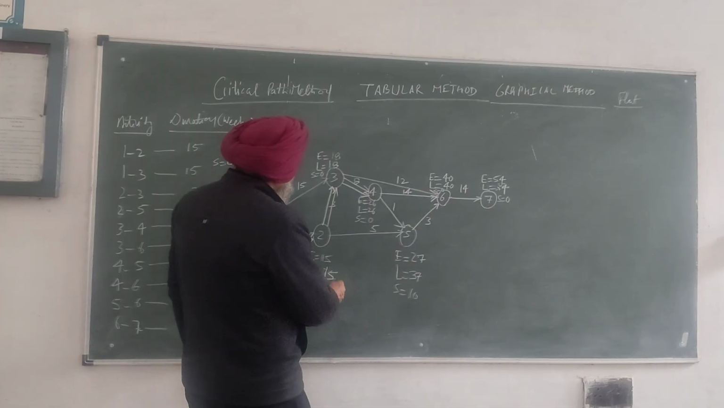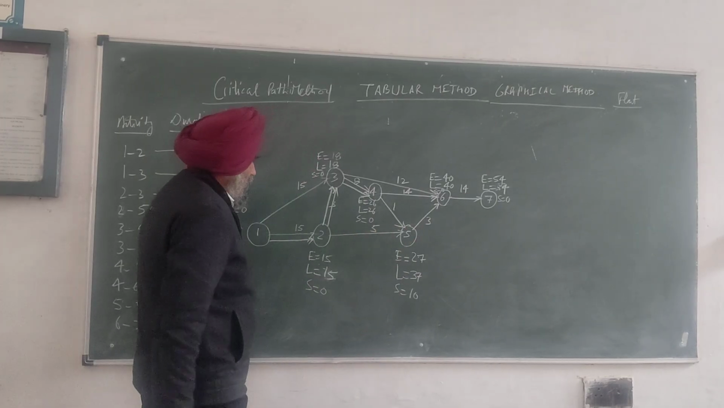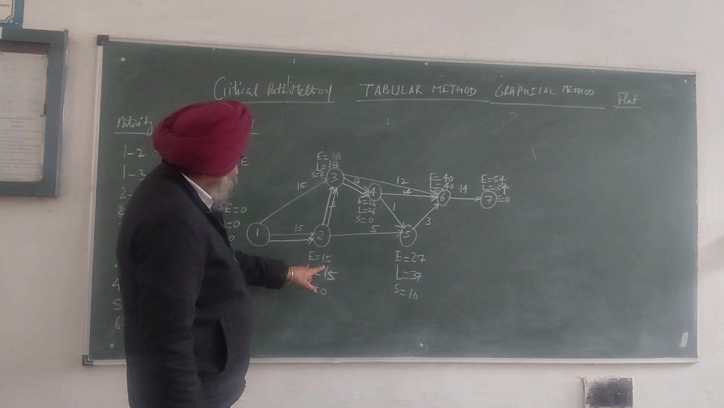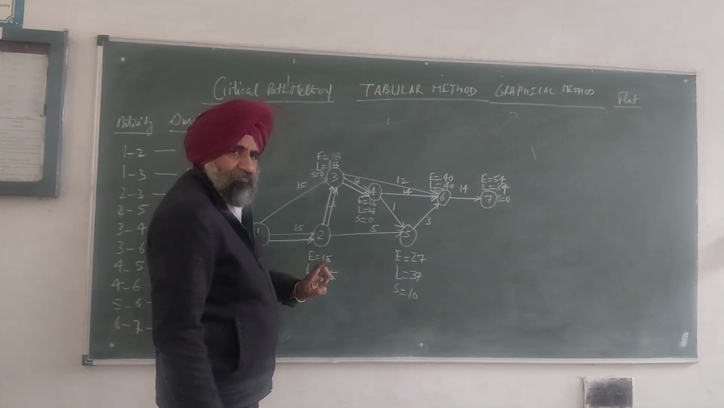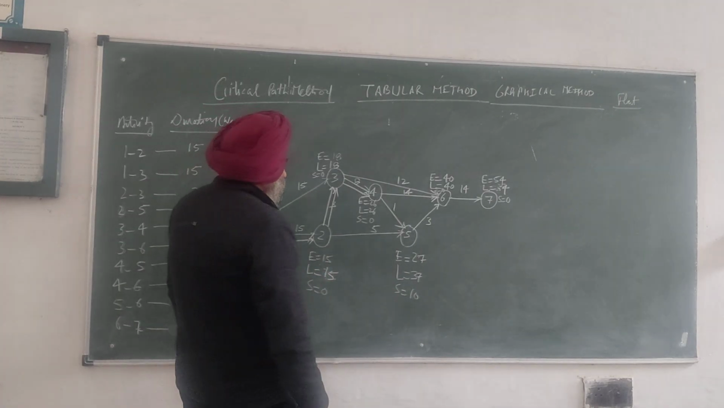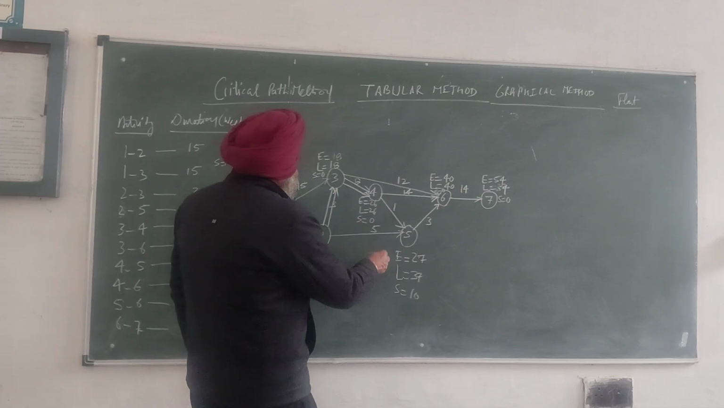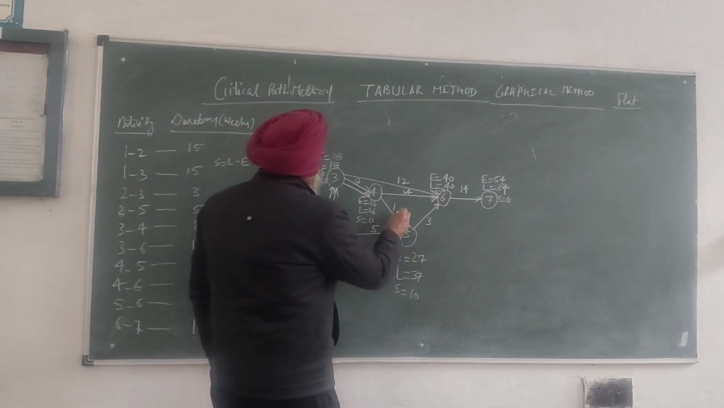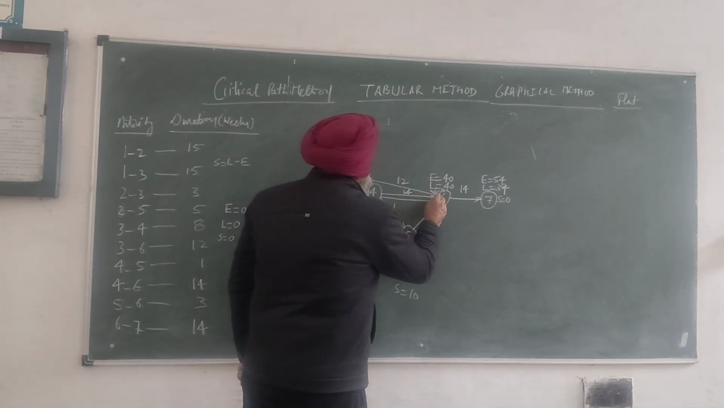Correct? And similarly, this is not critical. 2 to 5 is not critical. Why? Here it is 0, here it is 10. This is not critical. And moreover, this is not critical. 4 to 5 is not critical. And 4 to 6 is critical.